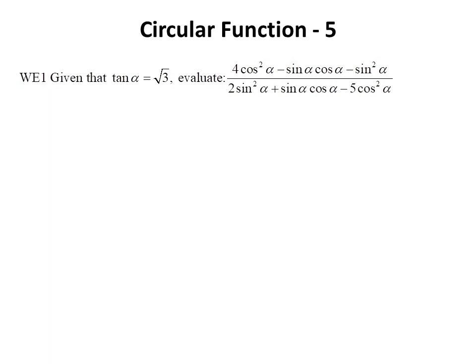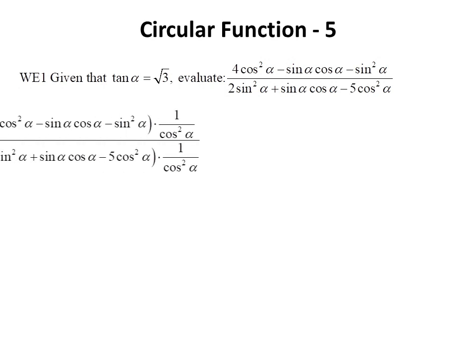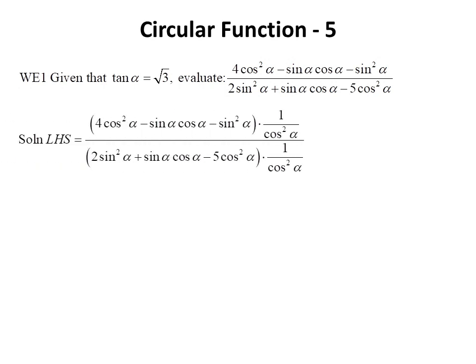Welcome to the fifth session of the circular function series. Here, example 1 is to evaluate a trigonometry expression with sine and cosine functions, given that tangent alpha equals square root 3. Since we know tangent alpha equals square root 3, we need to transform all the functions to tangent function. So here both the numerator and denominator are divided by cosine squared alpha.